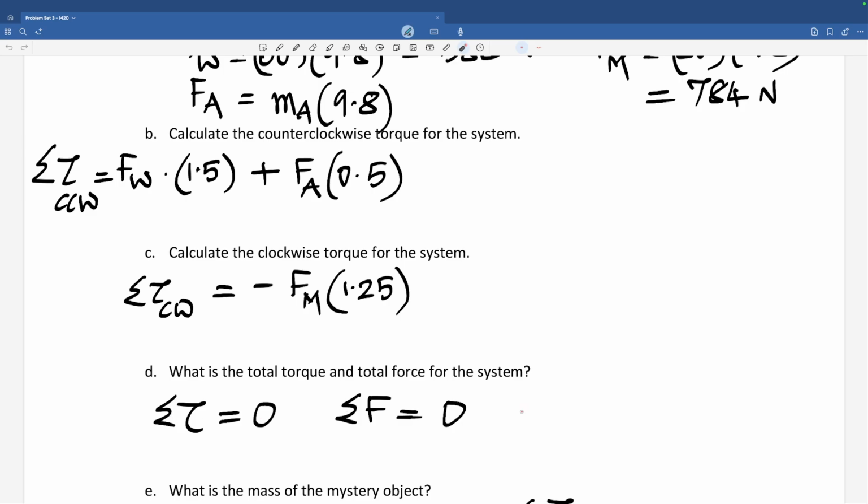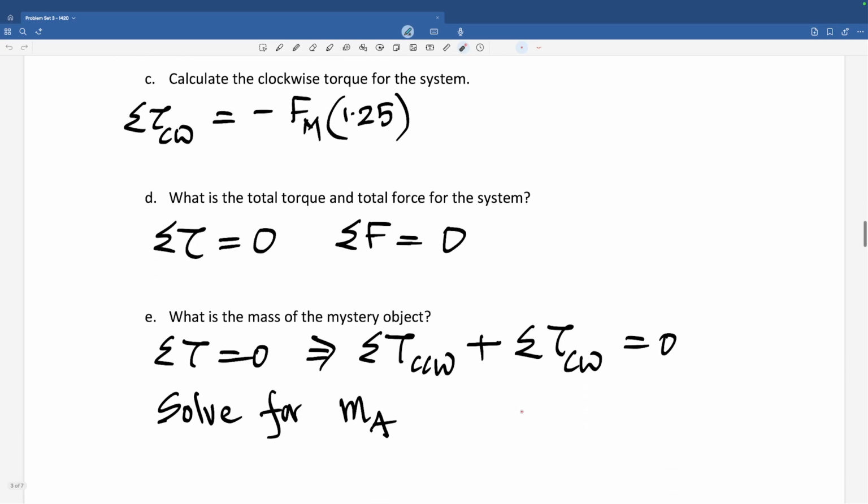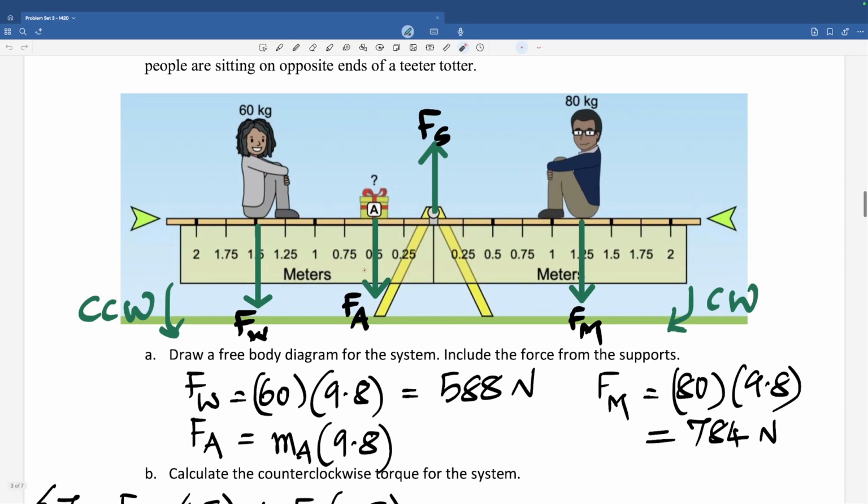And finally, part E, very important question. What is the mass of the mystery object? What you can do is, you can either set the total torque to be 0, or you can set the total force to be 0. And I think it's easier to set the total force to be 0. And that way you should be able to calculate the unknown force. See that? Because if you add all the forces acting down, which is the 3 forces acting down, that must equal the force acting up. So let's see if you can do it that way.